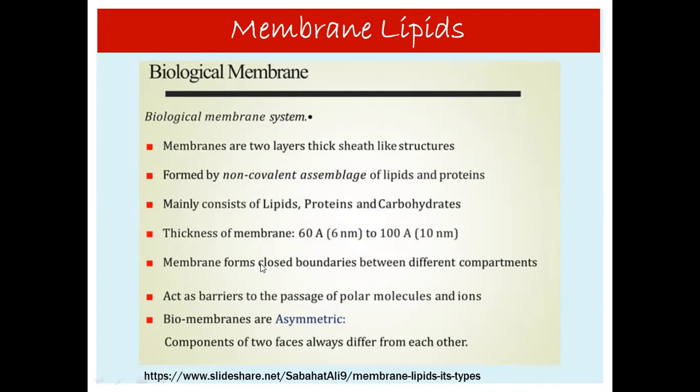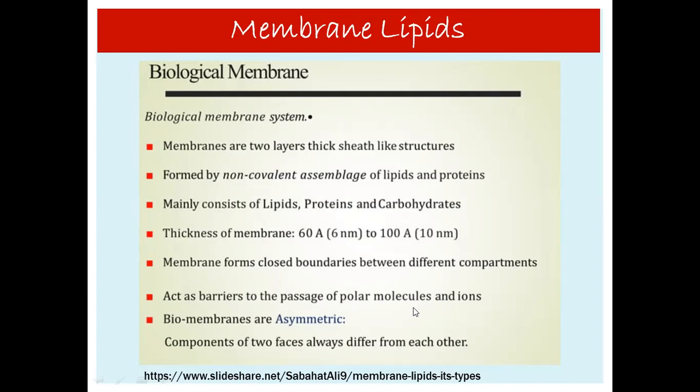Membranes form closed boundaries between different compartments. So first of all, what is the function of a membrane? Membranes act like a boundary between different compartments. Next, they act as barriers to the passage of polar molecules and ions. They restrict the free passage of different varieties of polar molecules and ions to the inside of the organelles or the inside of the cell.